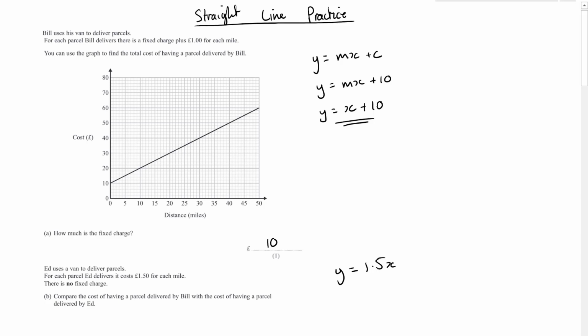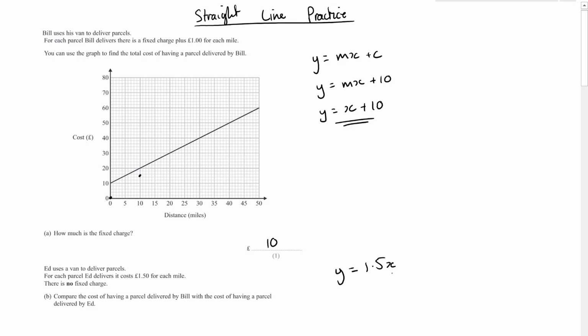There's no fixed charge, so we have a plus 0 here, but we don't need to write a plus 0. So what we can do is say, if we're traveling 10 miles and each of these miles costs £1.50, then 10 times £1.50 is going to give £15. So we can plot our first point about here on this graph. Our first original point would have to be the origin, since that's where it passes through 0.